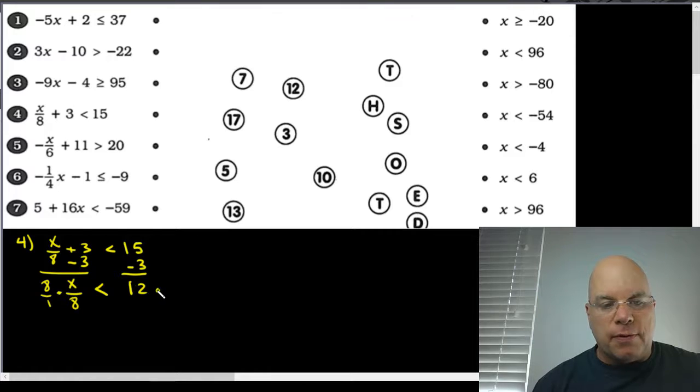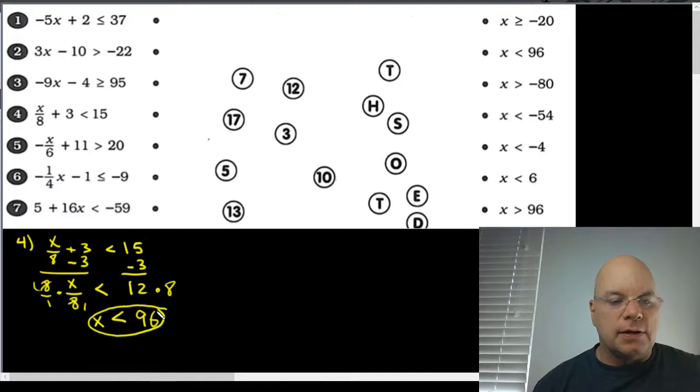But I have to also multiply the right side by 8. 12 times 8 is 96. And this becomes 1 and 1, so this is just x. So x is less than 96. We multiplied by positive 8. We never multiplied or divided by a negative. So I didn't need to reverse the inequality.